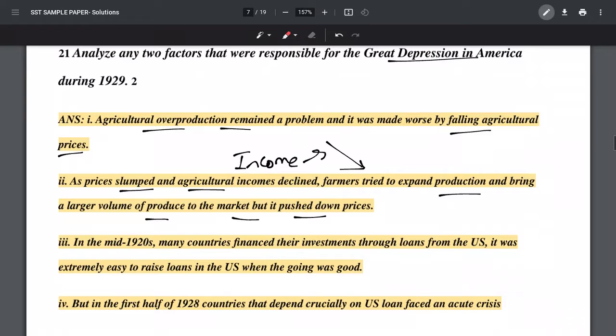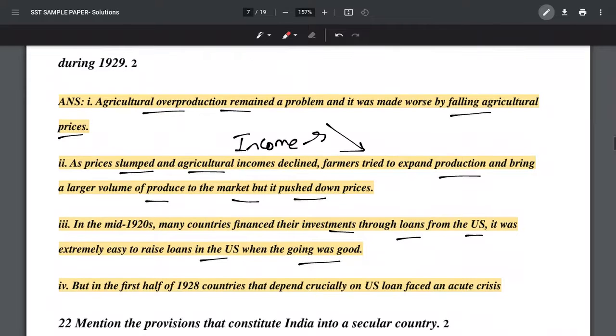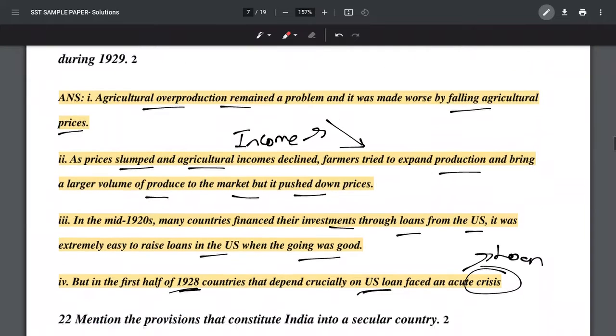In the mid 1920s, the countries financed their investment through loans from the United States, and it was extremely easy to raise loans in the United States. When relations were good, we could easily take loans from there, at proper interest. But in the first half of 1928, the countries that depended crucially on US loans faced an acute crisis. They couldn't pay the loans back. And due to not paying the loans, there was the Great Depression.